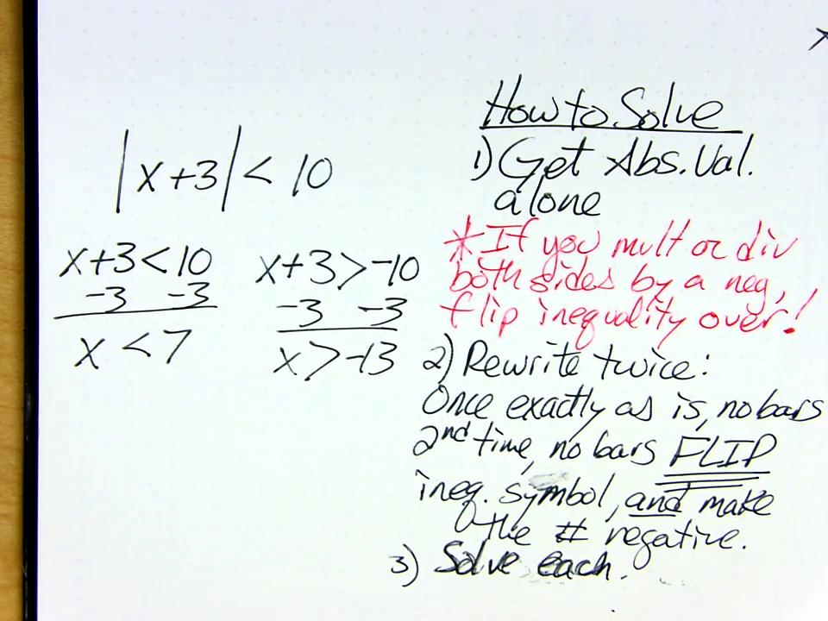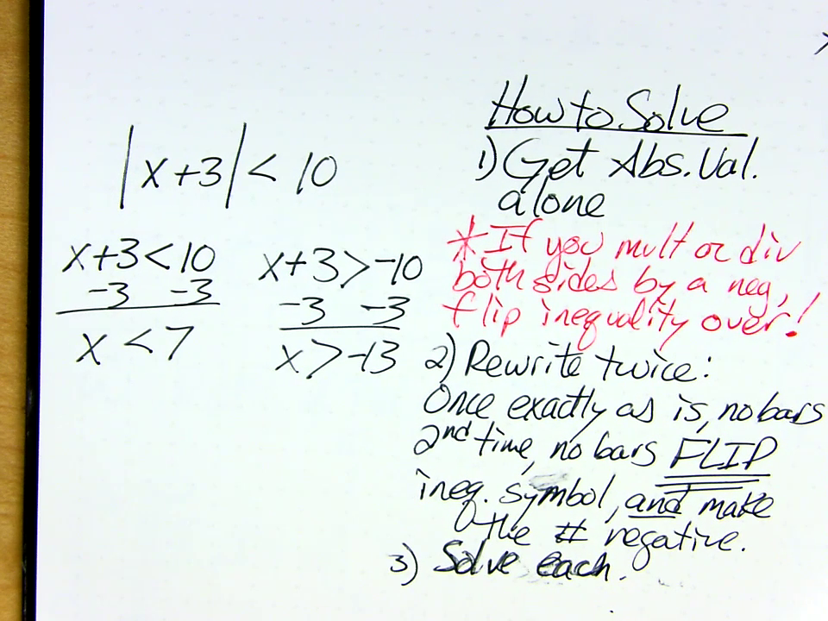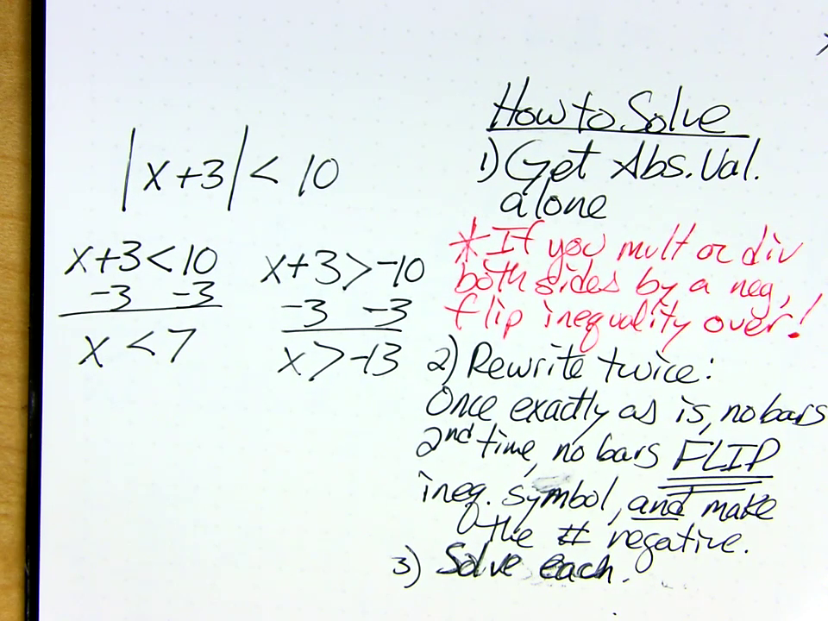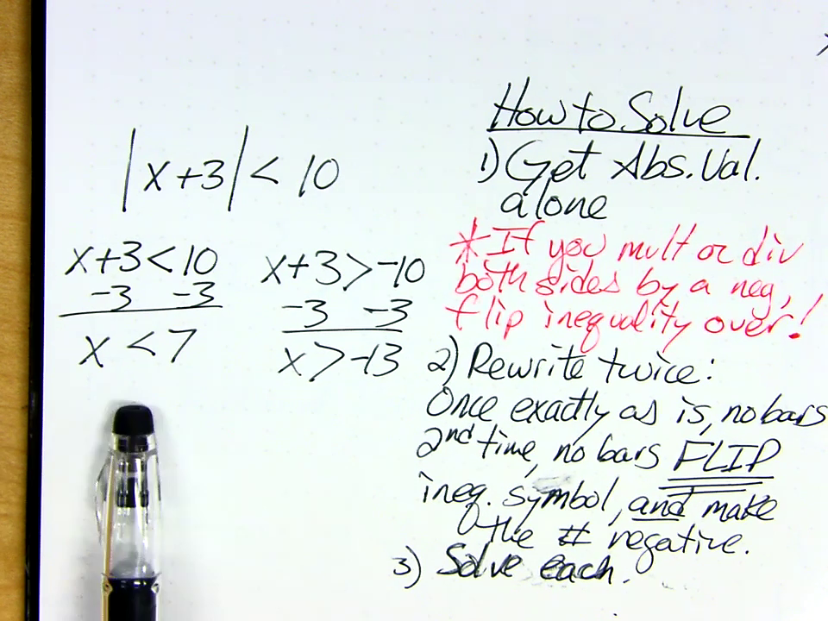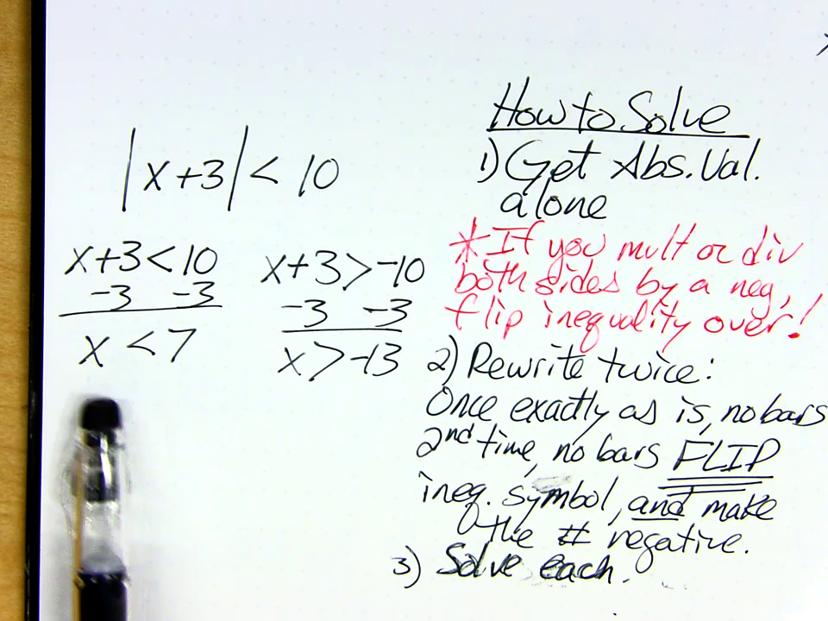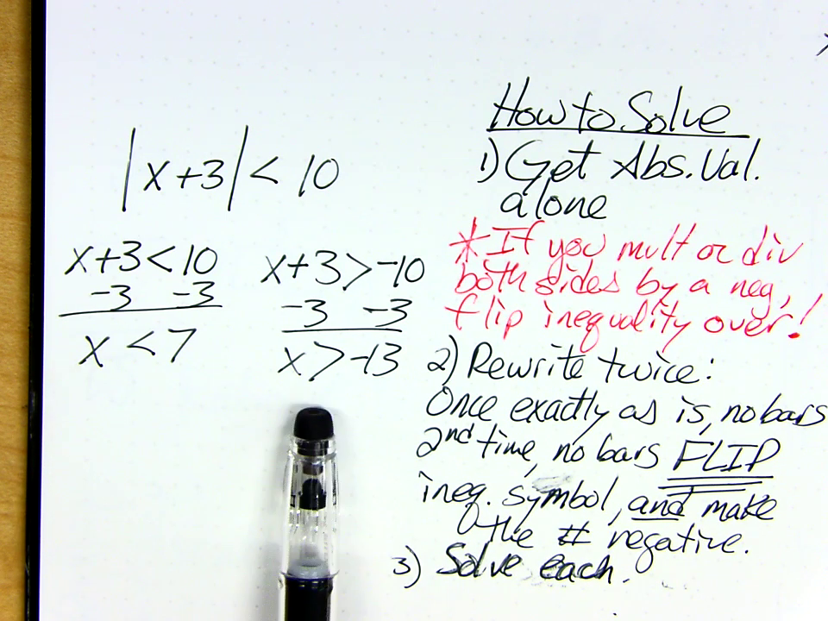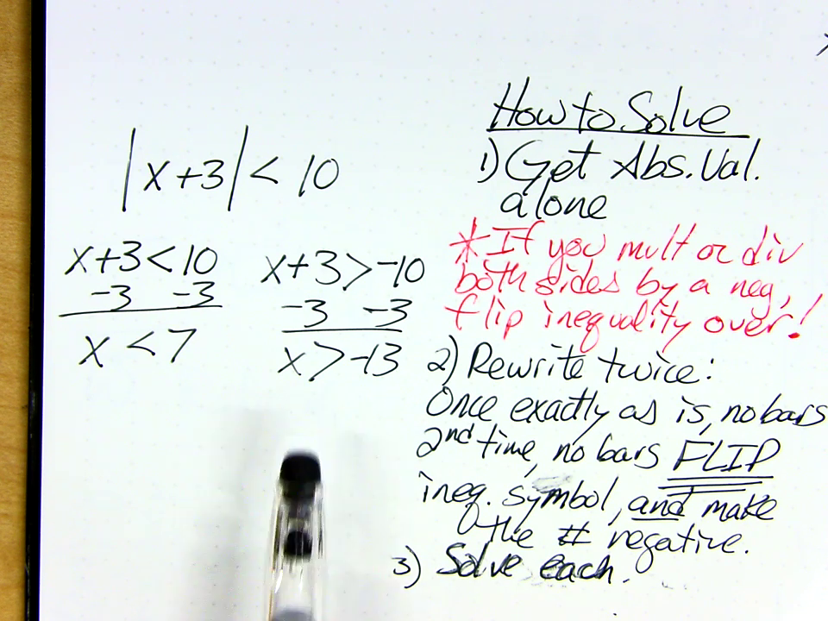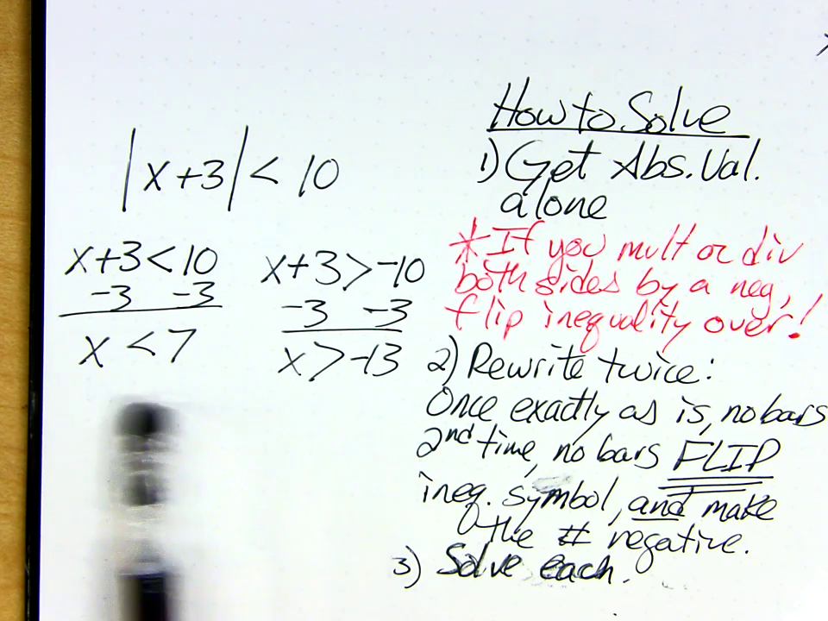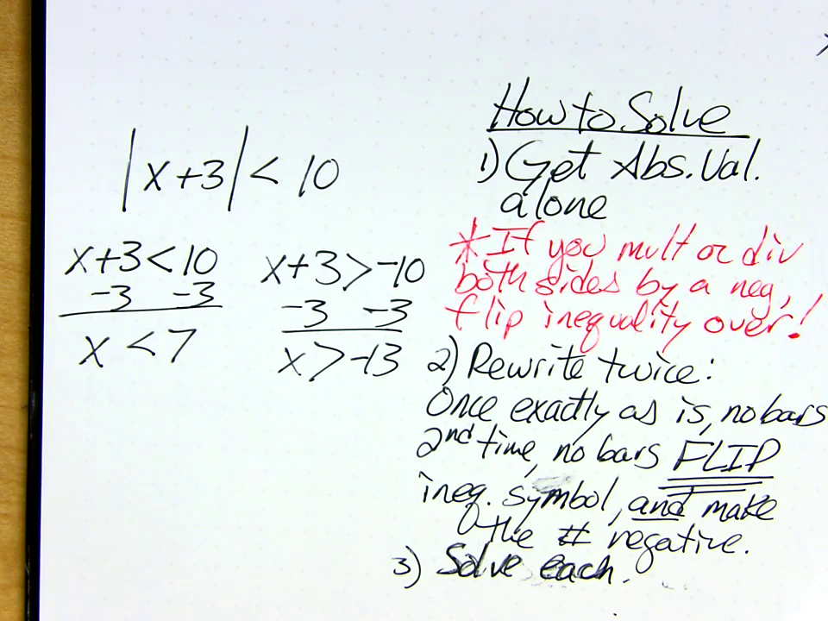Good thing we have all these steps written down nice and neatly. There's only one more. It's okay. Well, the last step is to just decide if your answer is an and or an or. So, you got to look at your two answers that you have. I want numbers that are less than 7, and I want numbers that are greater than negative 13. Are there numbers that fit both of these at the same time? No.